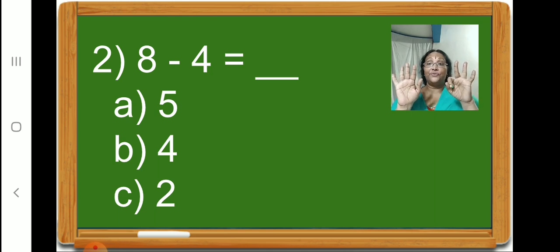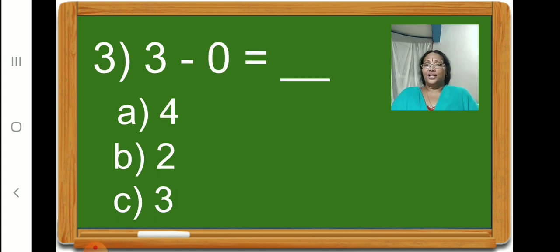Now, as we have to minus 4, we are going to fold 4 fingers. 1, 2, 3, 4. Now, count and see how many fingers are left. 4. Therefore, children, 8 minus 4 is equal to 4. Now, let us select the option B4, which is the correct answer.